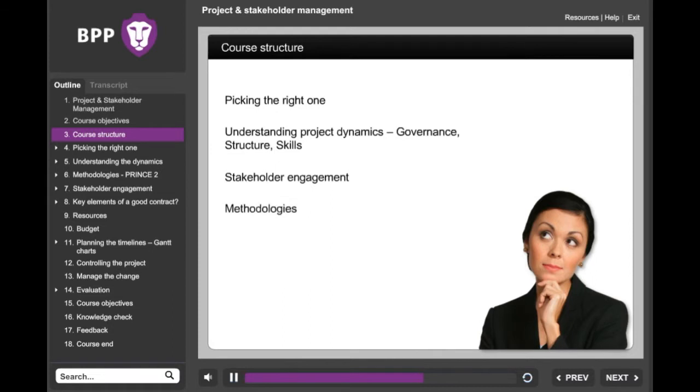We'll have a look at a couple of the methodologies that are currently out there, from those that are very structured and quite bureaucratic to those that are much more free-flowing. And then we'll have a look at the importance of going back and reviewing the project and making sure you learn the lessons from whatever project you've actually undertaken.